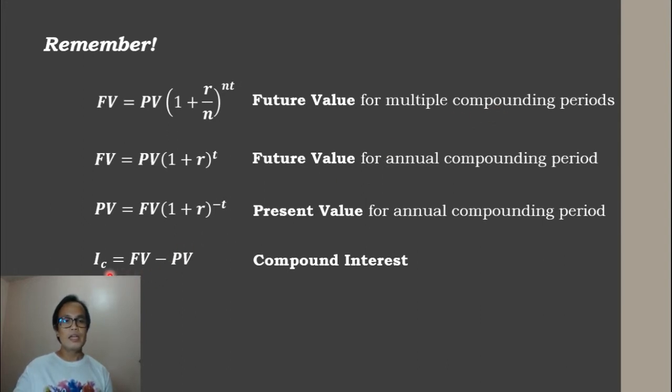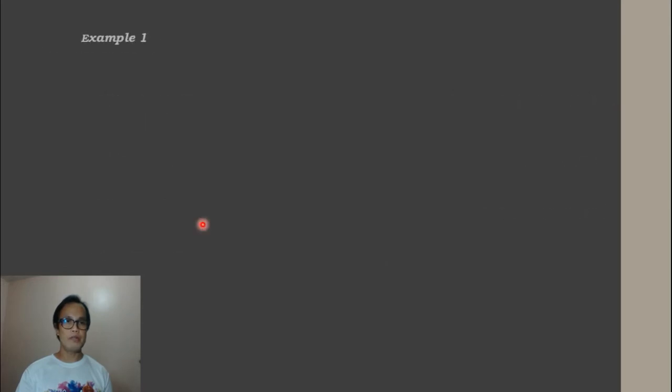And lastly is the compound interest. That means I sub C, compound interest, that is the future value minus the present value. So here, the FV is for the future value, the PV is for the present value, the R is for the rate, N is for the number of compounding periods. Is it monthly, quarterly, or semi-annually? And of course, the T is time in years. So we will be manipulating this formula in our examples later. So let's proceed to our examples.